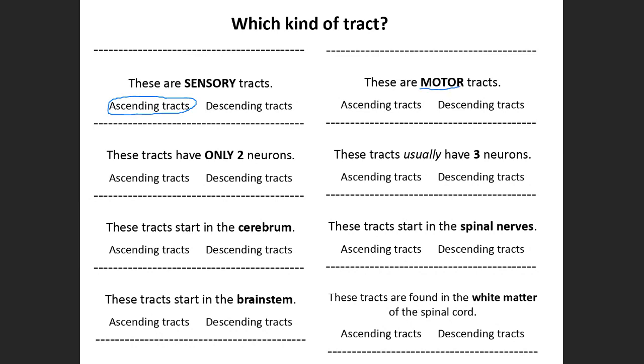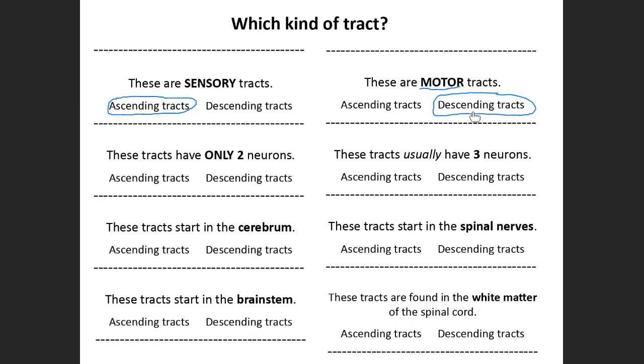Motor information is what comes down from the brain. So I send up some information in my ascending tract. I process it in the gray matter of the brain, and then I send down my prediction, what I think I should be doing, using a motor tract, which is a descending tract.